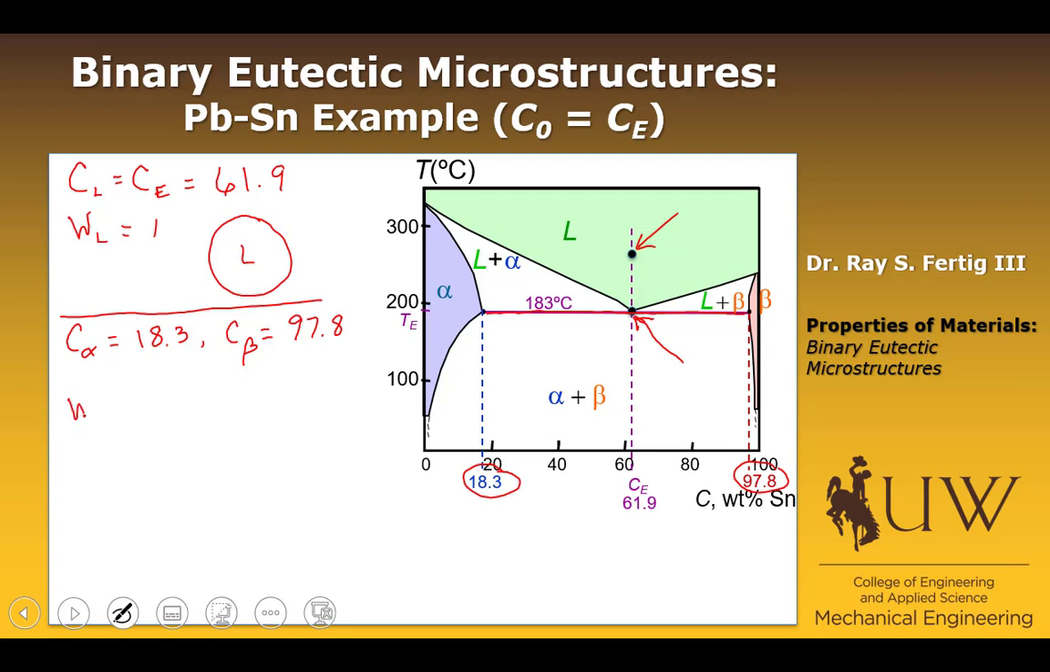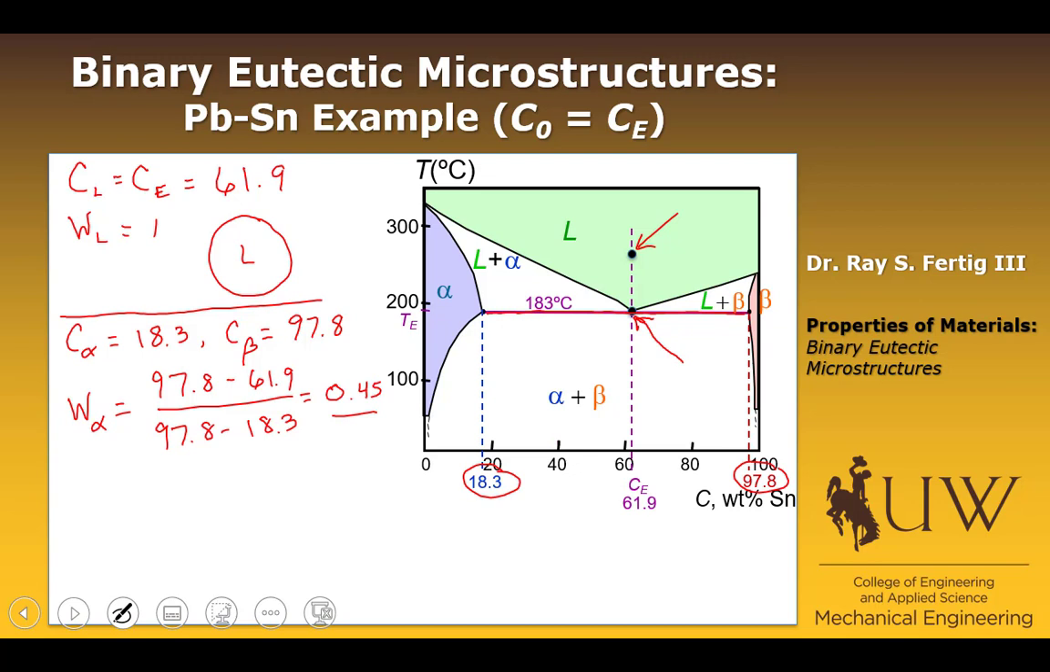So let's go ahead and do the alpha. So the weight fraction of alpha is just going to be, let's see, 97.8. So that's this location minus the system composition, so minus 61.9, divided by 97.8 minus the alpha composition, which is 18.3. And if we plug that into our calculator, we end up with an alpha weight fraction of about 0.45.